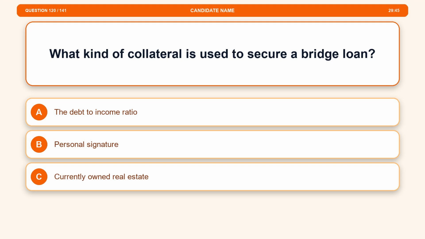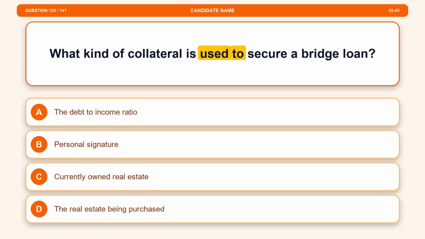Question 120. What kind of collateral is used to secure a bridge loan? Option A, the debt-to-income ratio. Option B, personal signature. Option C, currently owned real estate. Option D, the real estate being purchased.